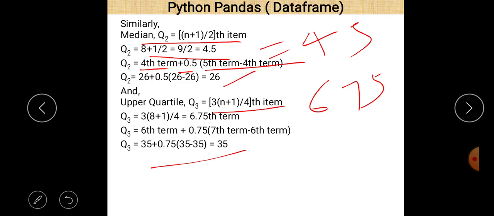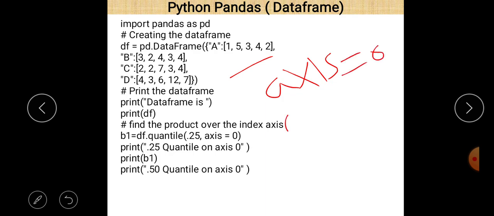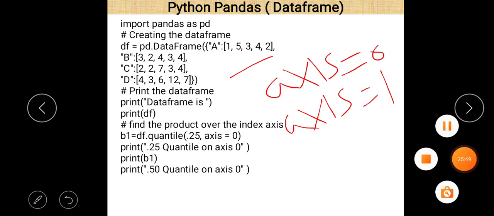So in this manner you can calculate different quartiles when the value of the quartile is in fraction. Now this is a small program to calculate the quartile in a data frame. First of all, you have to create a data frame. Now data frame quartile can be calculated row wise and column wise. Along rows, if you want to calculate, then define axis equal to 0, and if you want to calculate along columns, then just define axis equal to 1. So there is a small program here, you can easily see that.